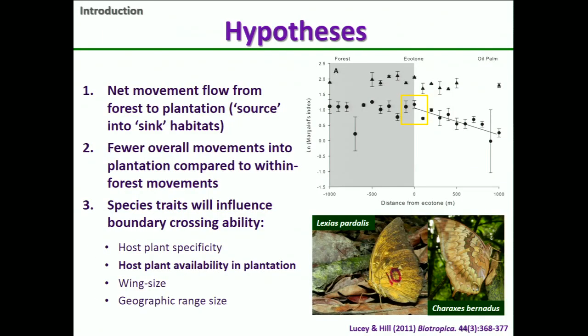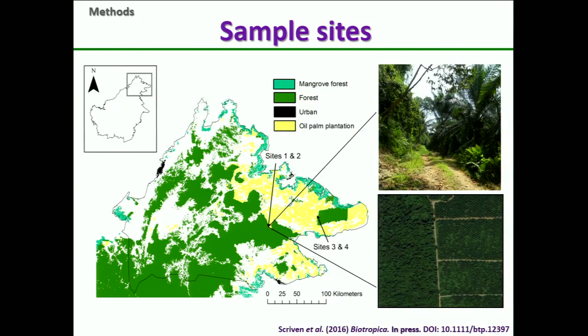I also looked at wing size and geographic range size as well. So on to my methods then. I had four sample sites located in Sabah in northern Borneo. And I chose these sites specifically because they were fairly good quality forest.